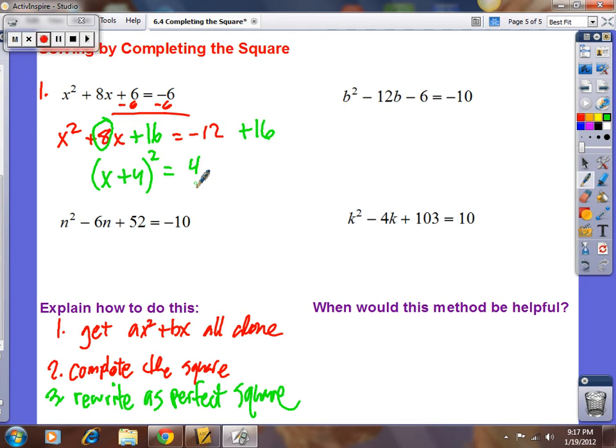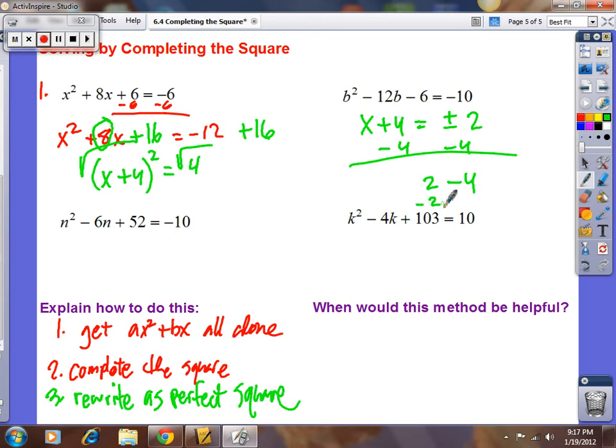Okay, now just solve it. So undo the square. Square root on the left, square root on the right. On the left, I've got x plus 4. On the right, I have a plus or minus 2. So now I've got a minus 4 to both sides. And I'm going to have the plus 2 minus 4, and I'm going to have the minus 2 minus 4. So my two answers are going to be a negative 2 or a negative 6.